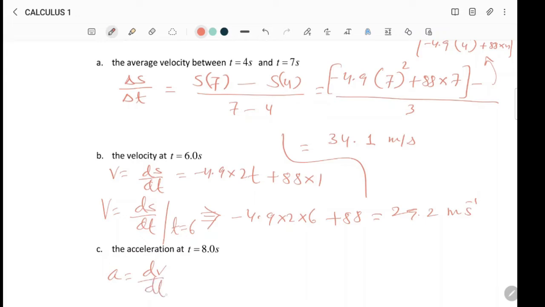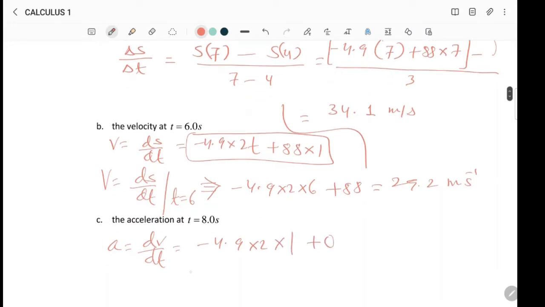Okay, acceleration is dv over dt, the differentiation of velocity. So velocity is this, so just differentiate that: minus 4.9 times 2, then times 1, the differentiation of t, and the differentiation of 88 is 0, right? So acceleration is minus 9.8 meters per second square.